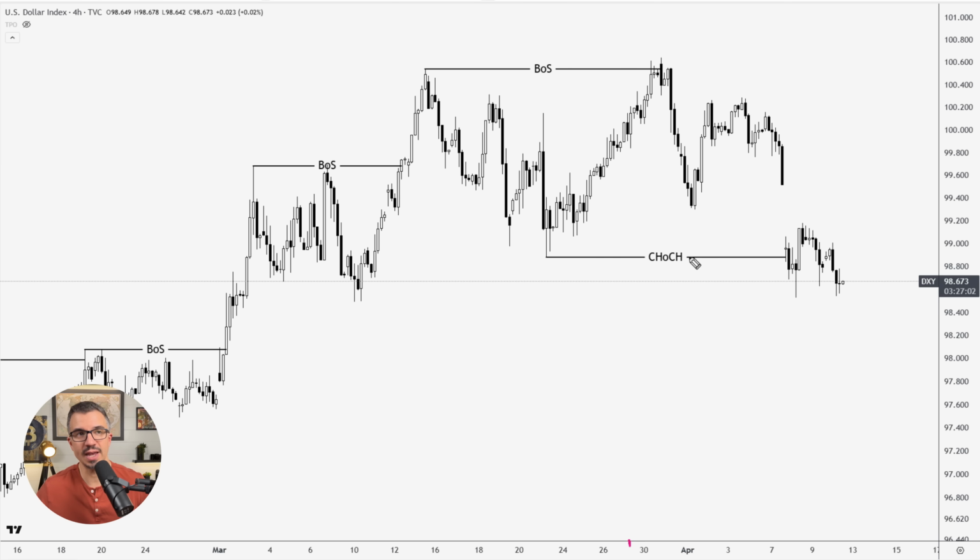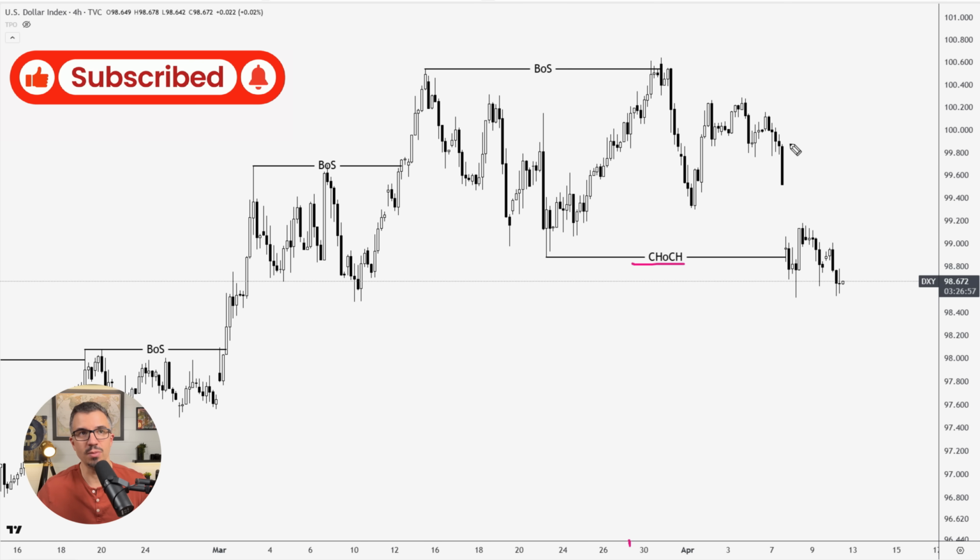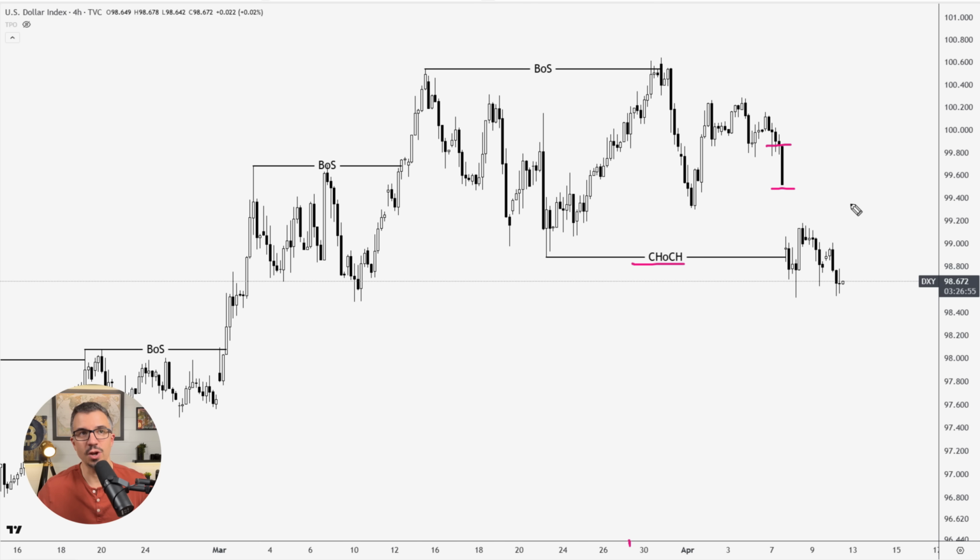However, as I always say, this is also not the short setup. Okay, so if we were to get the market moving back up here in this area, then potentially from there, that could be a short. Okay, so this for now for the US dollar is technically bearish.